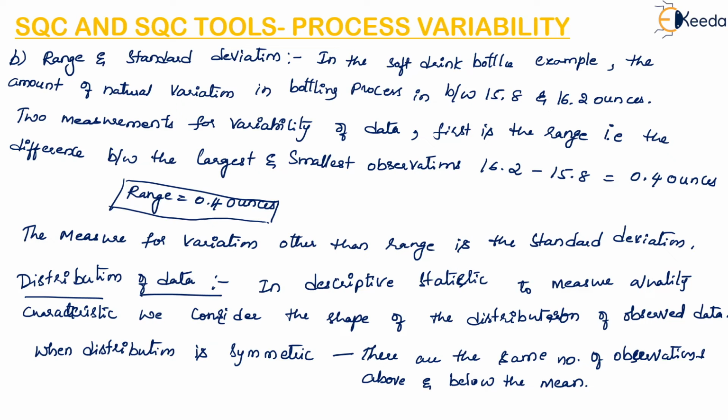So when a disproportionate number of observations are above or below the mean, we say that the data have a skewed distribution. So in a skewed distribution, there are a disproportionate number of observations above and below the mean.